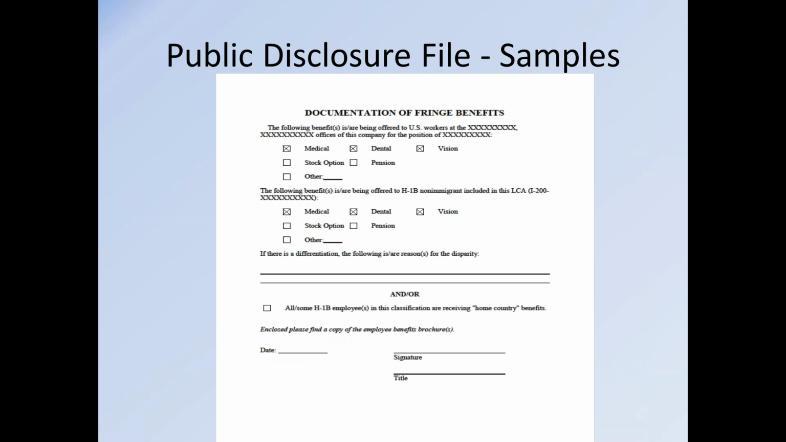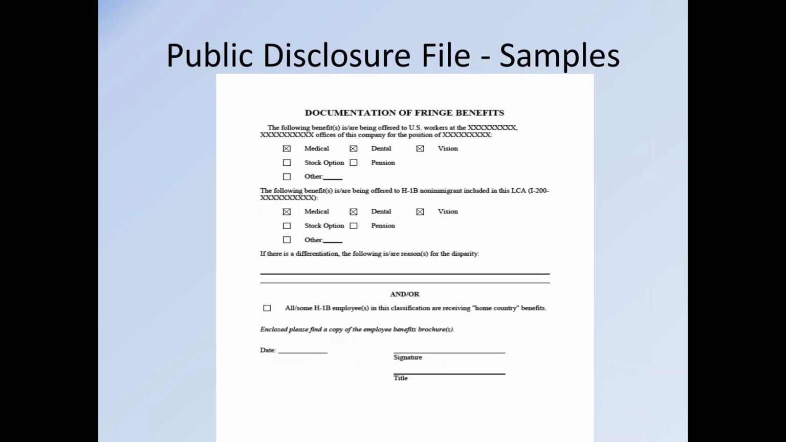The documentation of fringe benefits. So if there's any differentiation, explain why. As you saw previously, there shouldn't be any differentiation. If there is, maybe because the person declined those benefits, that would be something where you would put in that line above and/or. And then below you see the and/or, they're going to be doing this home country benefits scheme. All that is permissible.